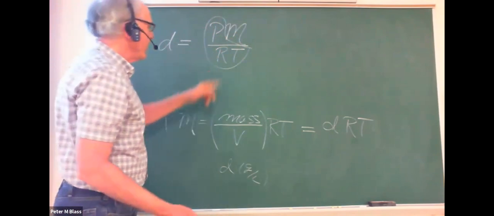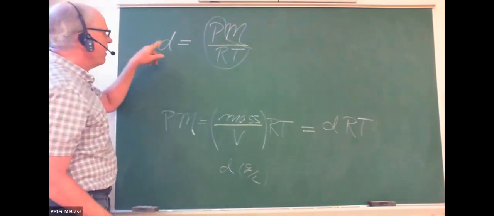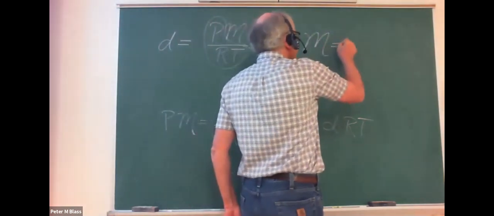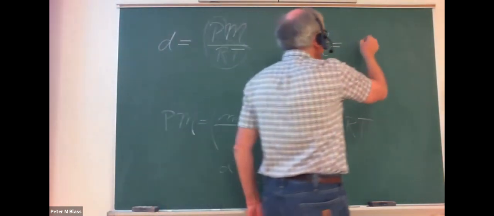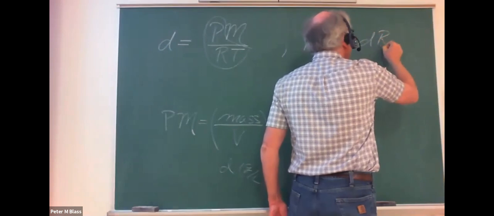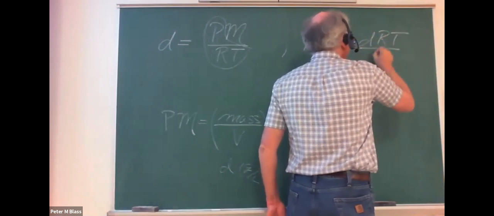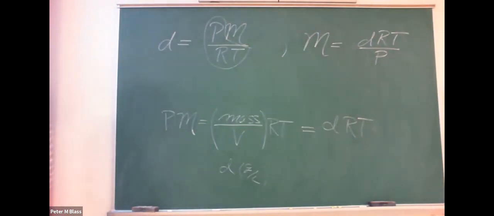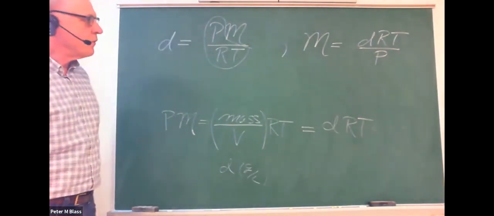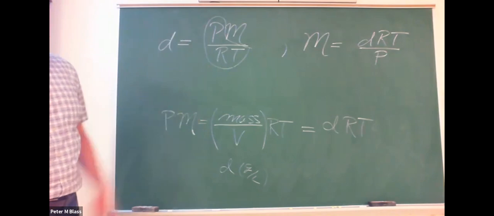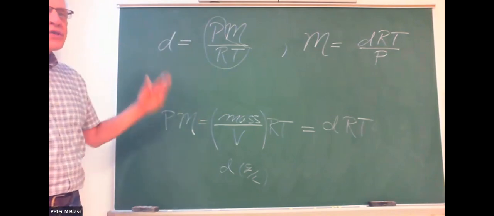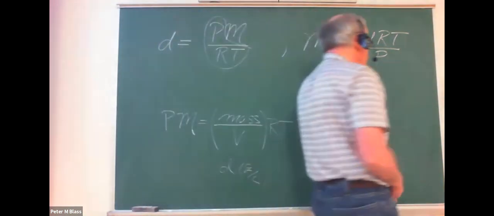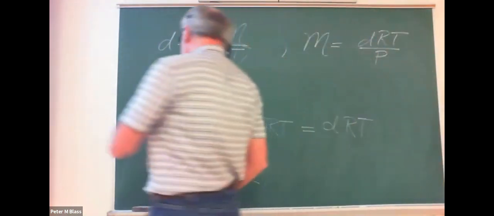We could also rearrange this. I could multiply both sides by RT and divide by P. If you want another version of this, it would be that the molar mass is DRT over P. And you could stop the video and prove that to yourself if you'd like. But we have these two versions of the same thing. There's not really a lot of new information here. This is just the ideal gas equation, perhaps casting it in a slightly different form.